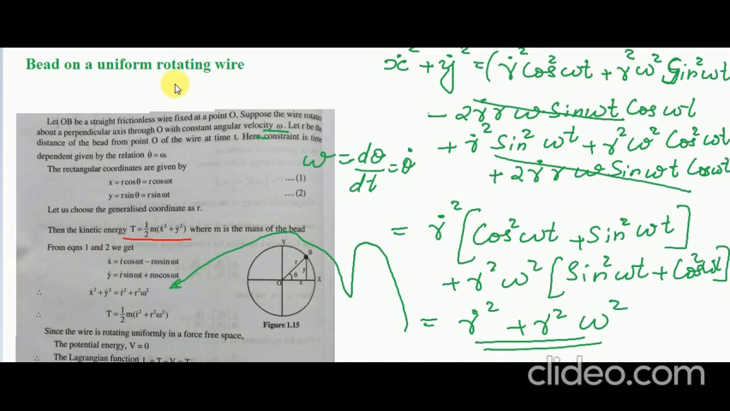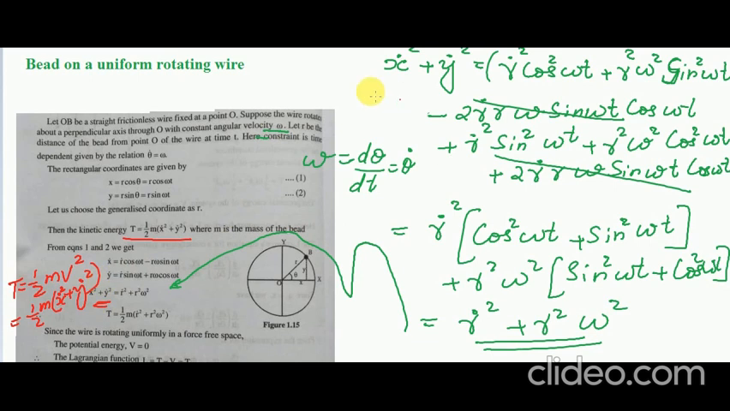The expression for kinetic energy, half mv square, is there. That is T equal to half mv square. Here it is the sum of x component plus y component, so half m times x dot square plus y dot square. That is the total kinetic energy. So we have to find x dot square plus y dot square.